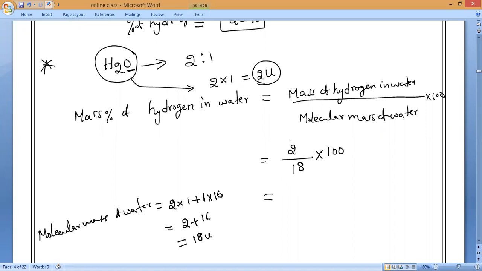If I have done this, 2 ones are 2, and 2 nines are 18. Is it correct? Yes. So this is equal to 100 divided by 9. If you solve this, you will get 11.11 percent. This is the hydrogen percentage in water.